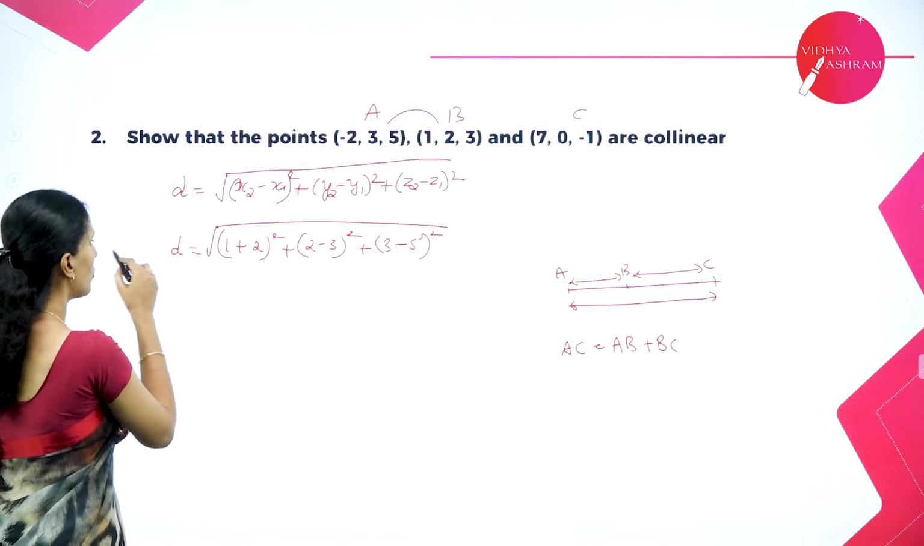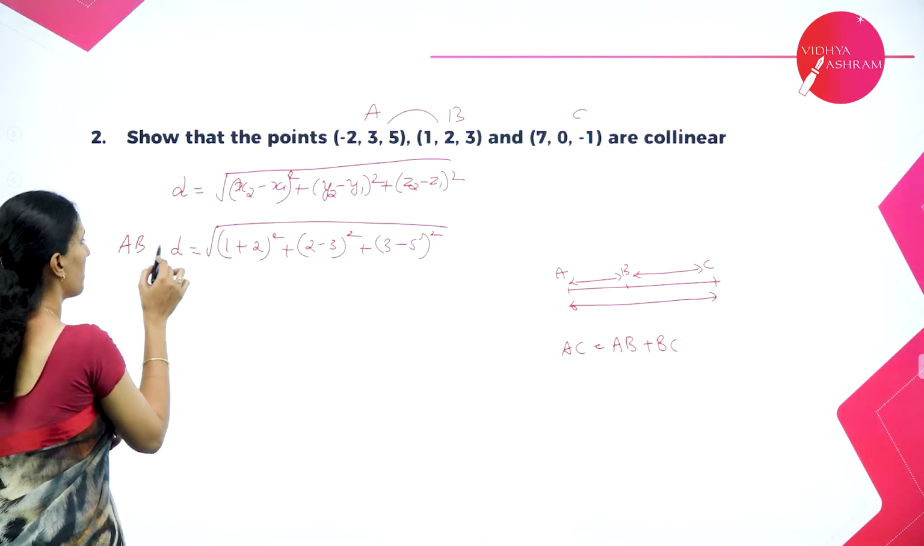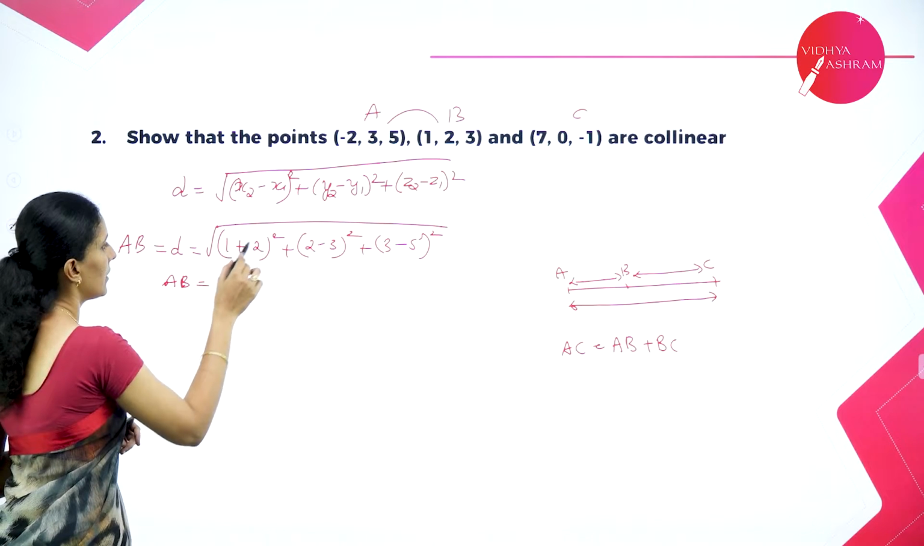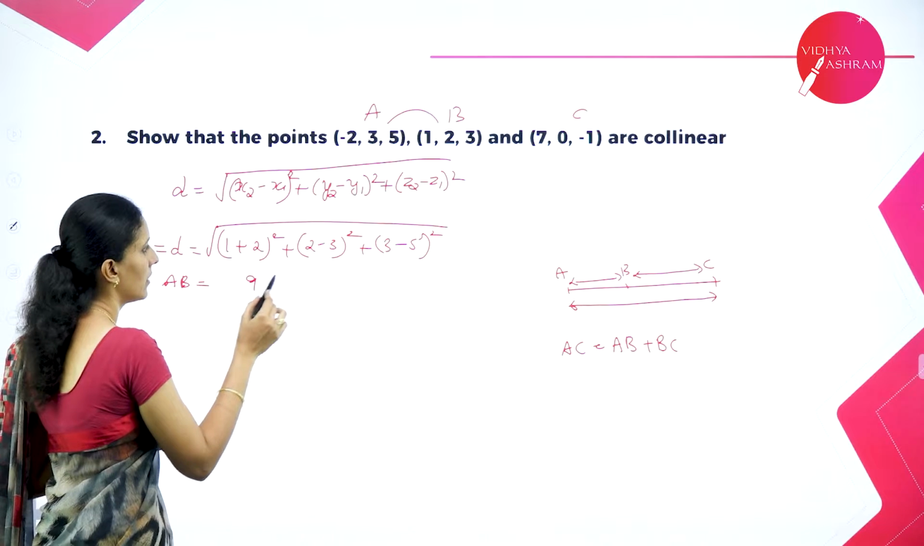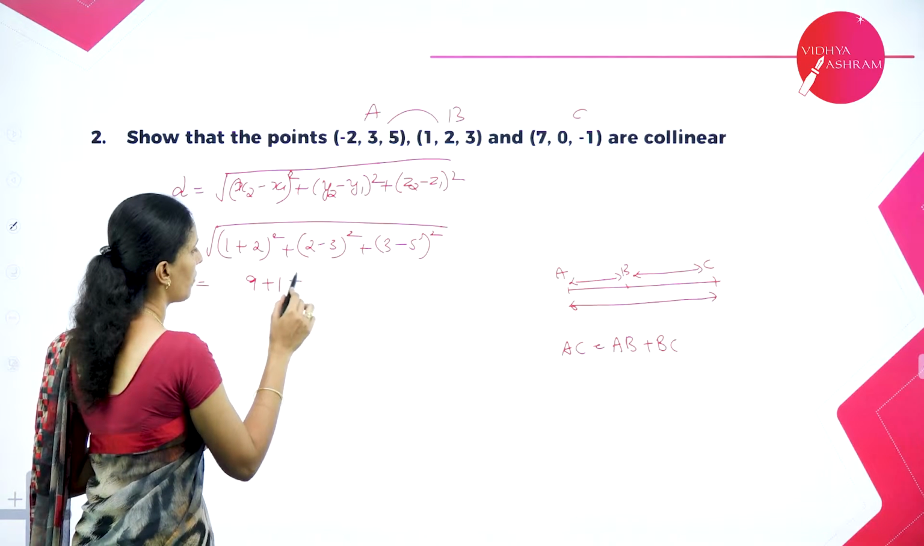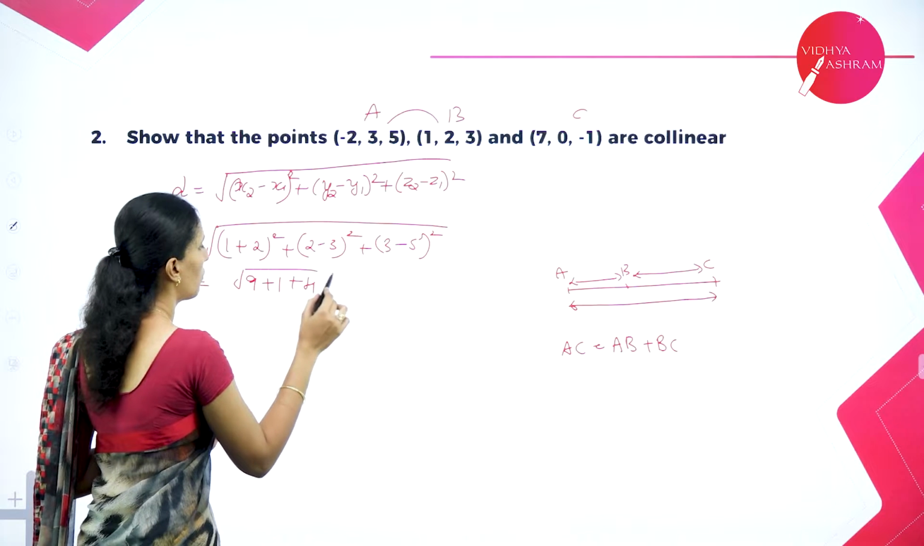So here I am going to find the distance AB. Therefore AB is equal to 3 square, so 9, plus minus 1 square, which is 1, plus minus 2 whole square, which is 4. So it is root 14.